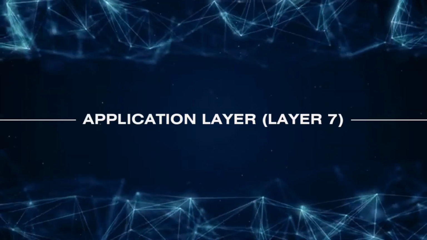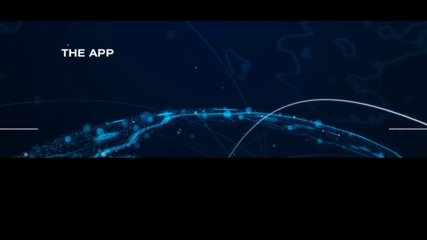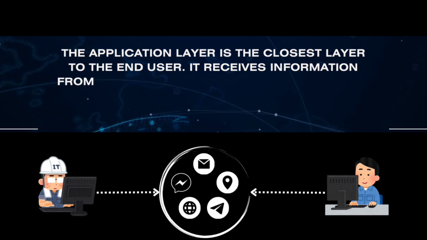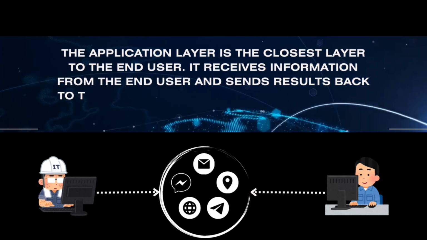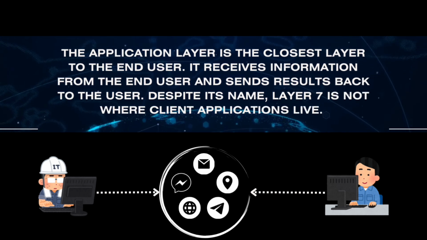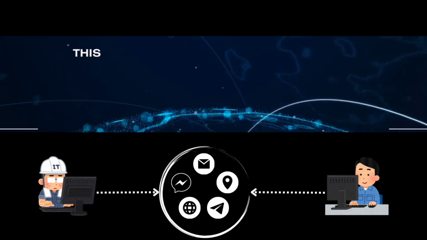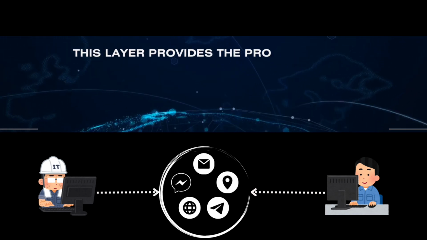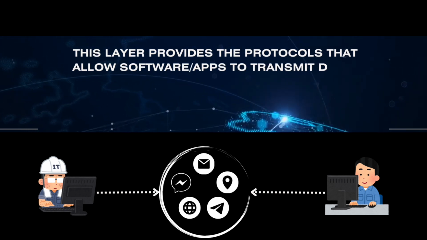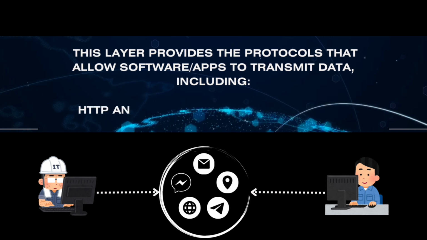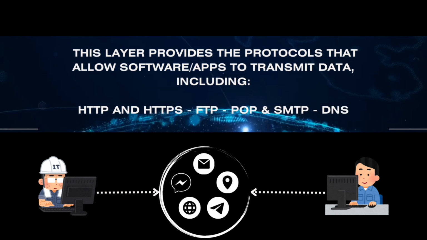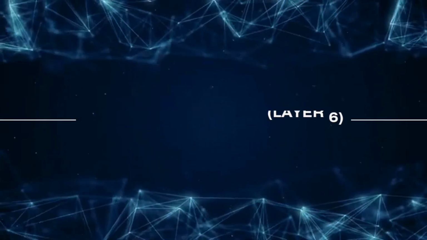Application layer, layer number 7. The application layer is the closest layer to the end user. It receives information from the end user and sends results back to the user. Despite its name, layer 7 is not where client applications live. This layer provides the protocols that allow software or apps to transmit data in the cloud: HTTP and HTTPS, FTP, POP, SMTP and DNS.